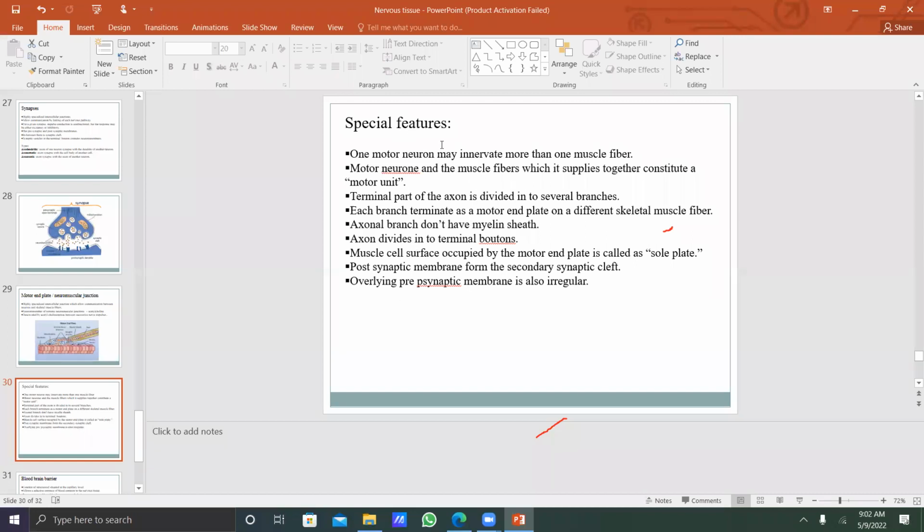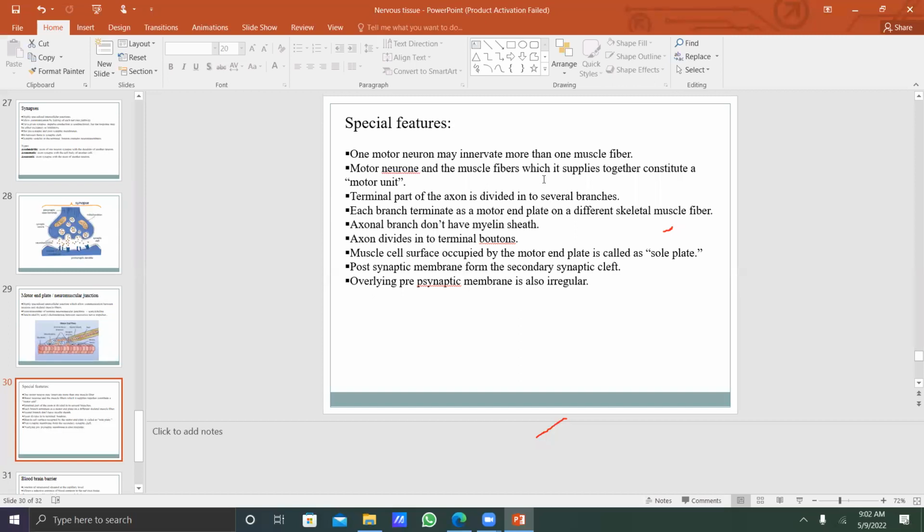Those are, we can see that one motor neuron can innervate more than one muscle fiber. Motor neuron and the muscle fibers which it supplies together constitute a motor unit. One motor neuron and the muscle fibers it supplies all together constitute a motor unit.